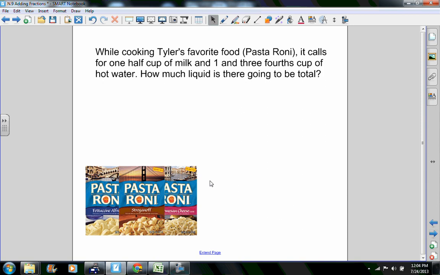Almost done. While cooking Tyler's favorite food, pastaroni, which is very good, it calls for 1/2 cup of milk and 1 3/4 cups of hot water. So, how much liquid is there going to be total? Well, I like to cross out the junk in these sentences. So this is interesting information, but not important. What is important is 1/2 cup of milk and 1 3/4 cups of hot water.